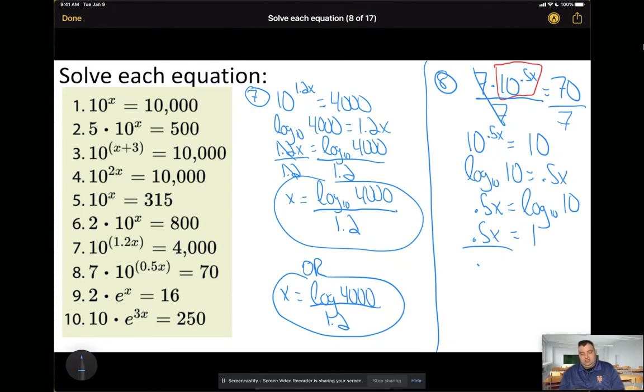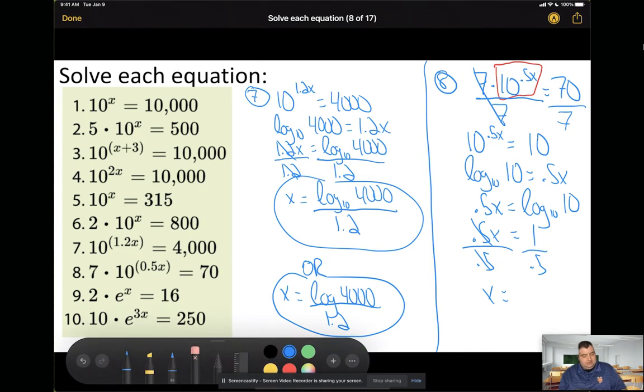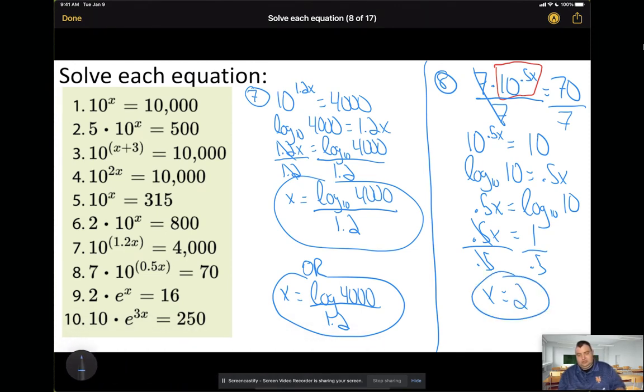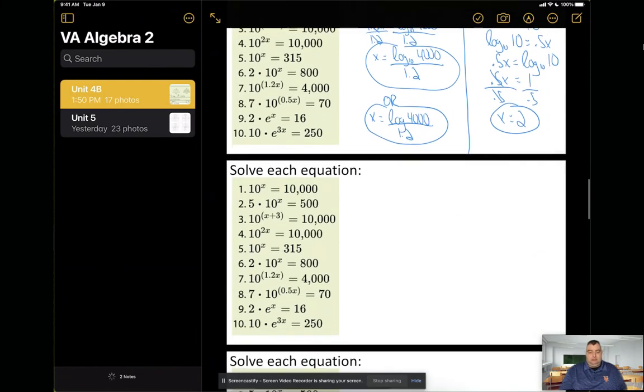So I'll finish it off by dividing both sides by 0.5. So x is going to equal 1 divided by 0.5. 1 divided by 0.5 is equal to 2. So x in this case is equal to 2. Okay? So that's number 8. All right, number 9.